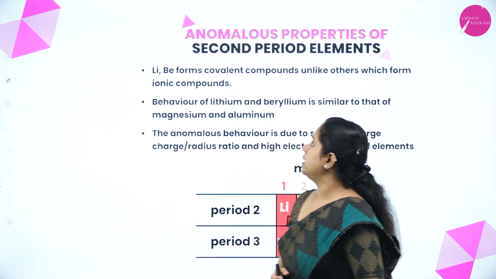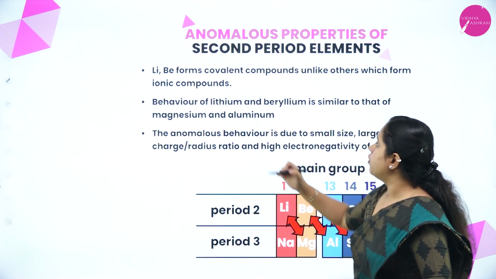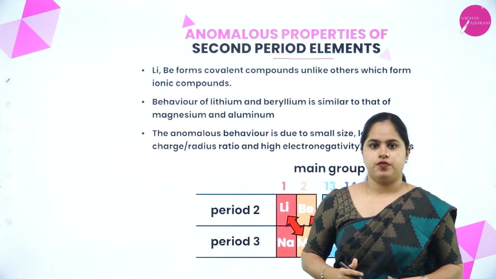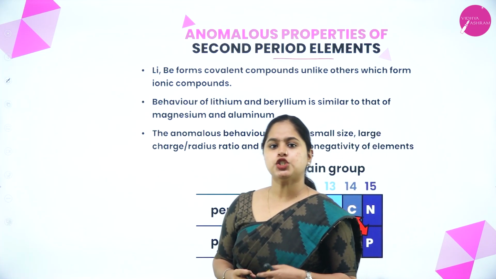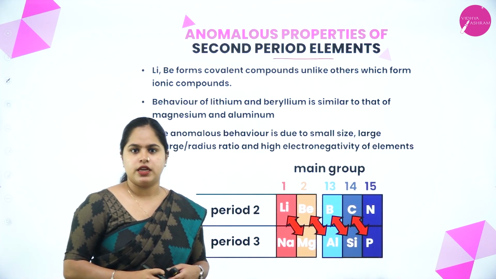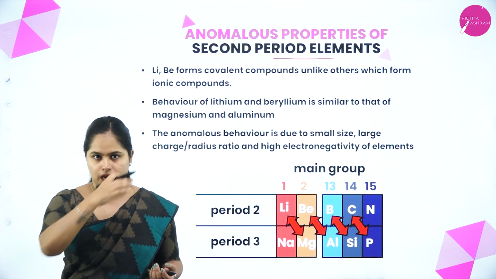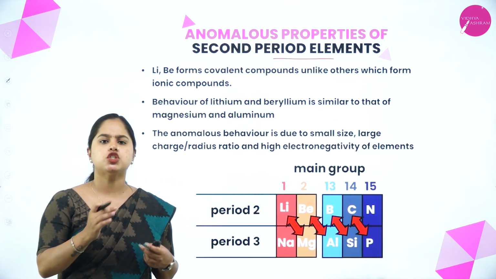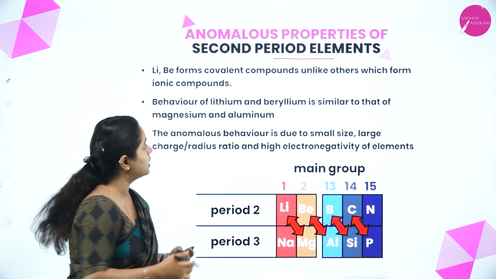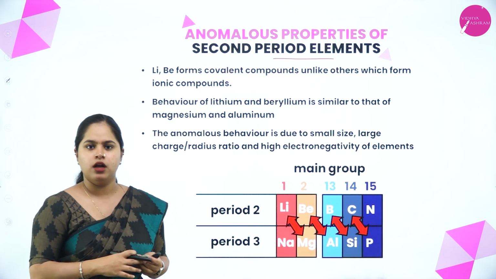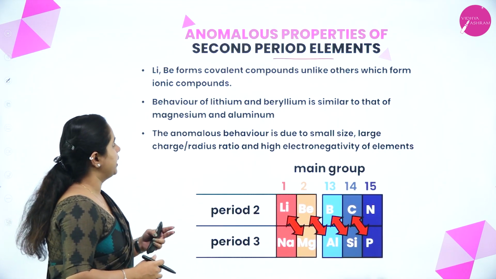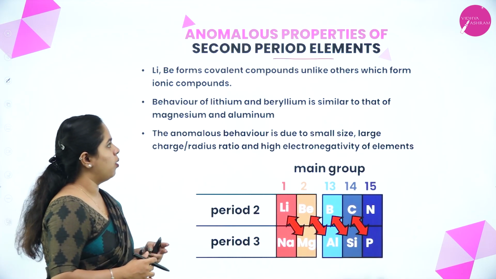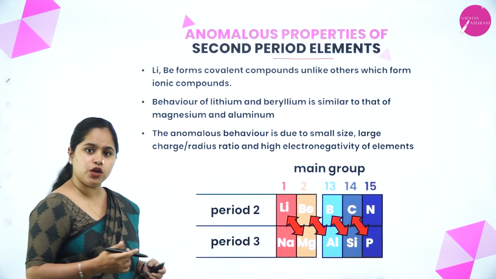Now moving on to the next part, that is anomalous properties of second period elements. Yes, the second period elements show some anomalous behavior. Usually how it's supposed to be according to the periodic table, they are showing certain variations, certain anomalies in their properties. So let's see. Lithium and beryllium form covalent compounds unlike others which form ionic compounds.